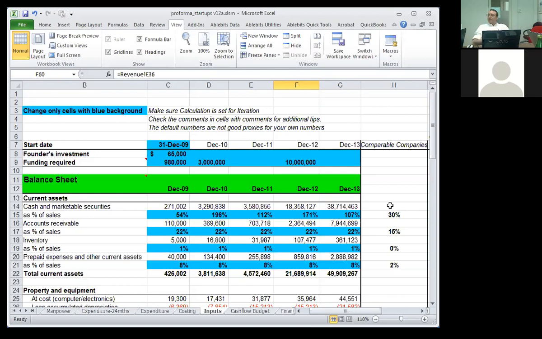So in this version of the model, I have raised 3 rounds of funding: 1 round in year 1, a round in year 2, and a round in year 4. So this is some compromise. We're not raising every year. My idea here is we're raising about every 18 months.